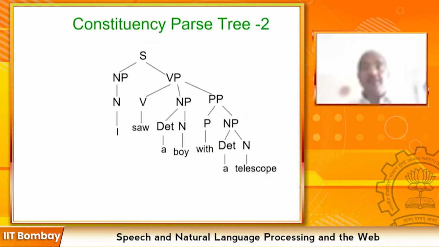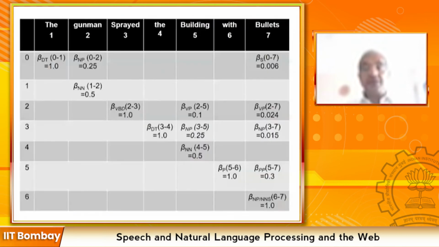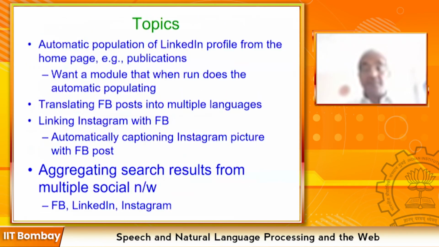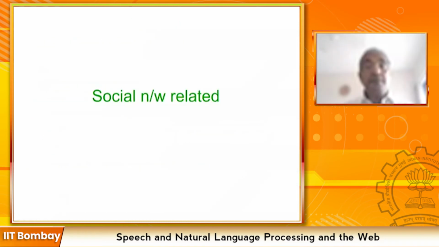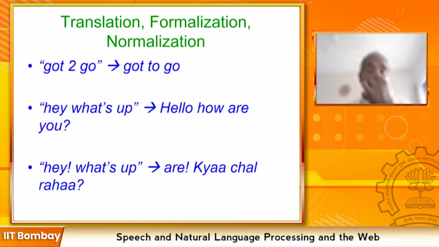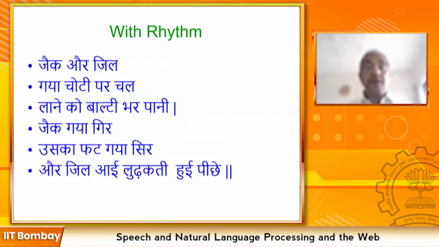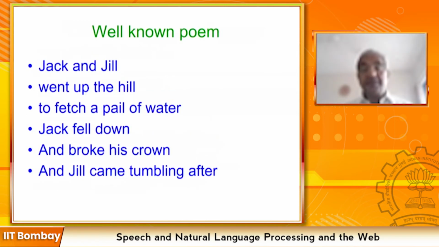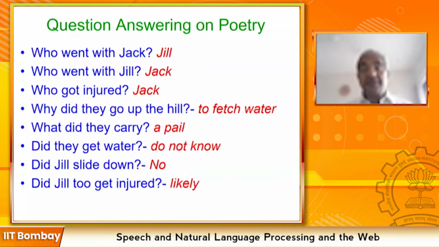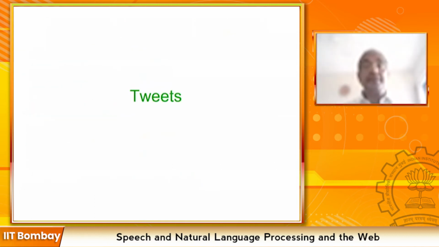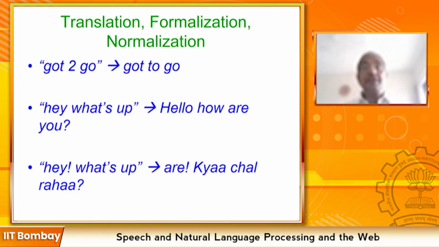Let me just go to the end of the presentation and talk to you a little more about possible project topics. Last time we talked about possible project topics in poetry, its translation while maintaining the rhythm, and question answering based on poetry, where there is a lot of subtle information which needs to be uncovered. There can be interesting, useful projects on tweets: informal text to formal text as well as translation.